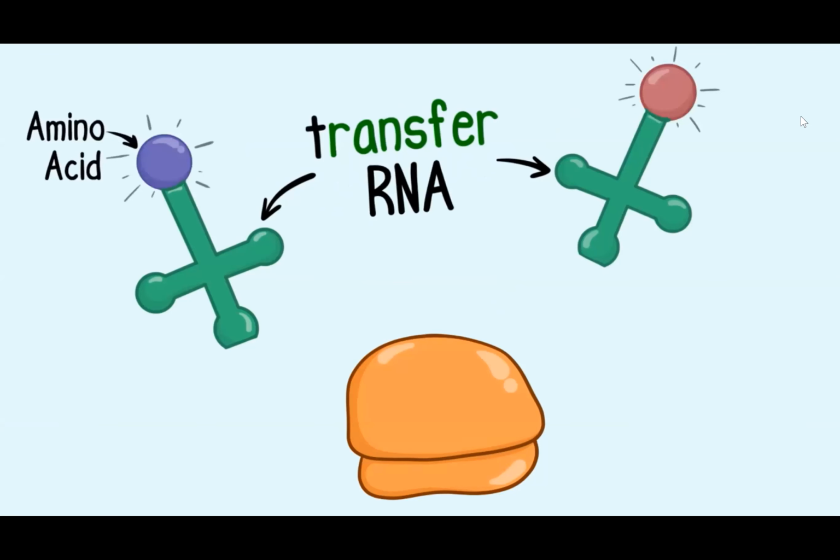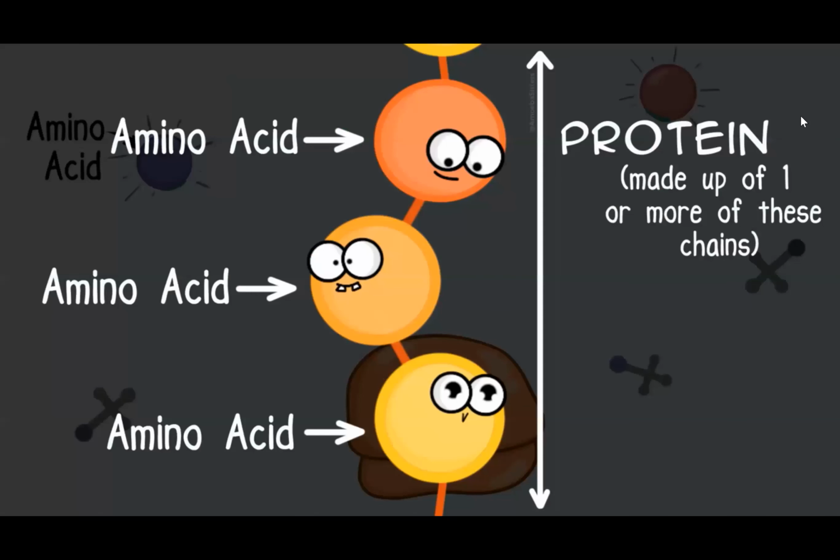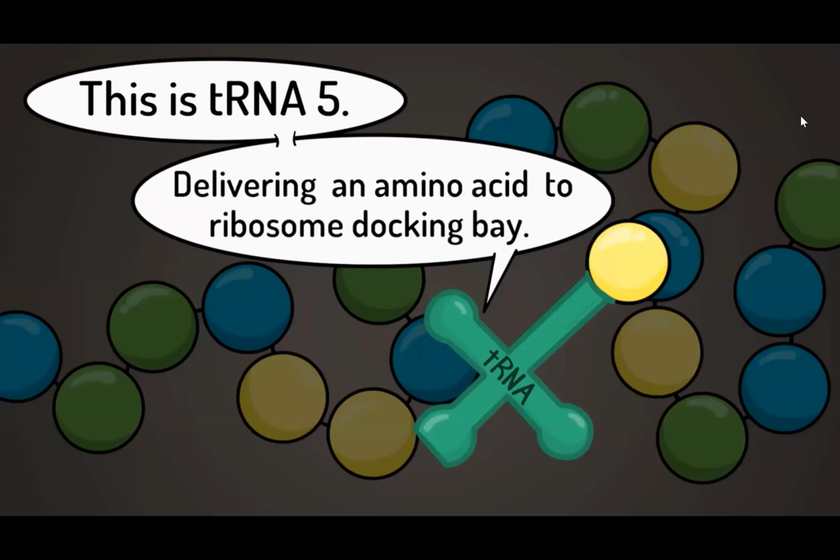They carry an amino acid on them. An amino acid is the monomer for a protein. It's a building block for protein. Since we're making proteins, we're going to need those amino acids to build it. If you have a bunch of amino acids together, you can build a protein. So it's the tRNA that is going to bring those amino acids together to make that.